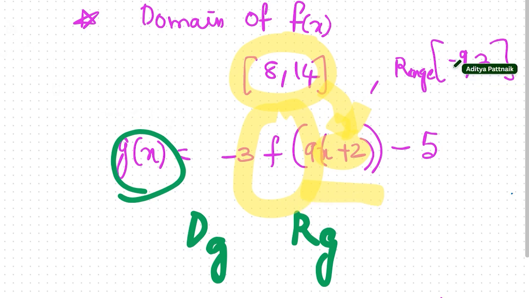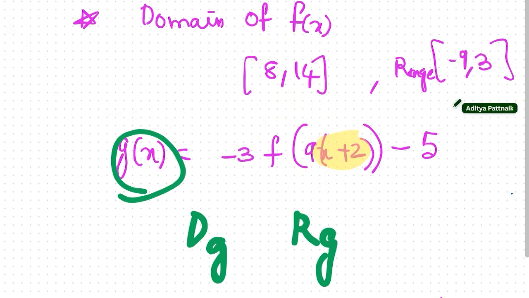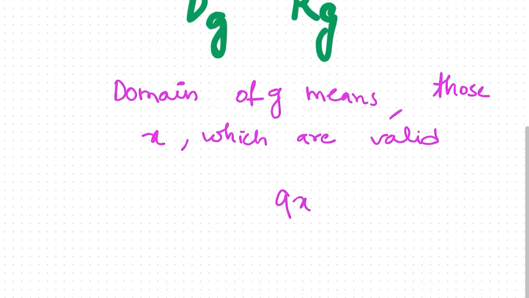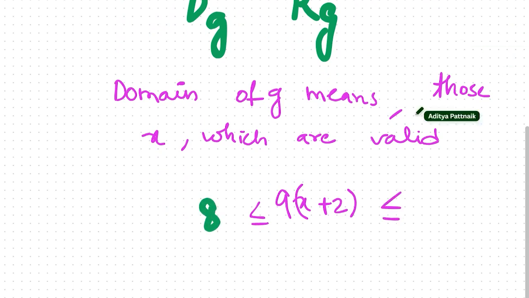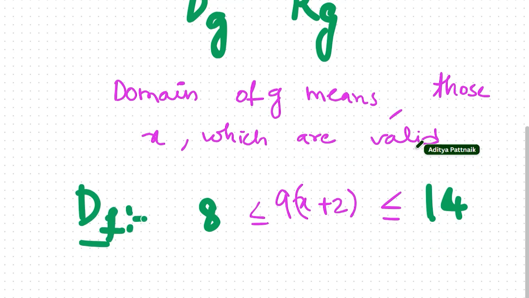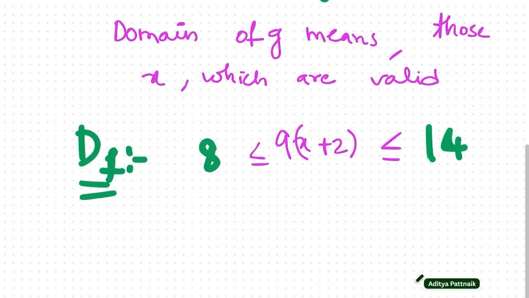Oh, so then the domain is just from 8 to 14. Yes. So 9 times x plus 2 should lie between 8 and 14. So this gives us the domain values. Any doubt? No. So you can solve this to get the domain.